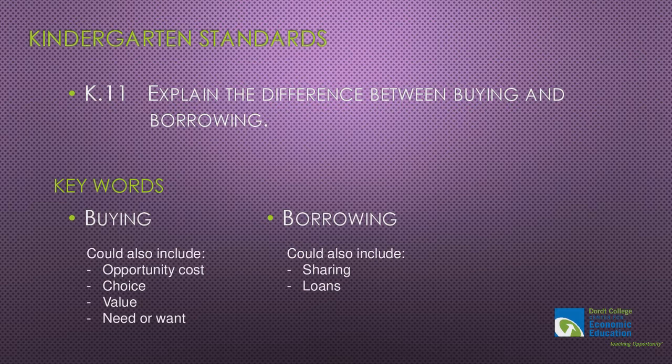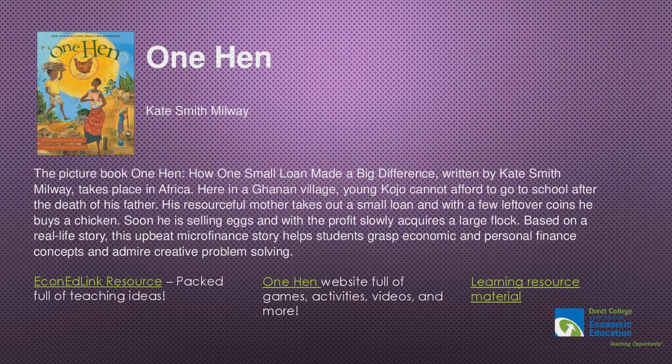And this is maybe a little trickier for the little ones. Buying, of course, you get to keep it. Borrowing, you have to give it back. And to start this one, we have the book One Hen by Kate Smith Milway. This adorable book takes place in a Ghanaian village, so you get some cross-cultural tie-in there.